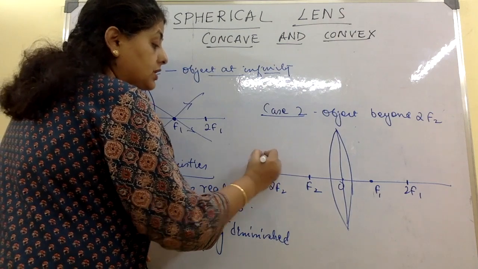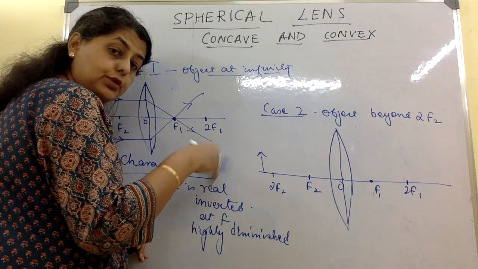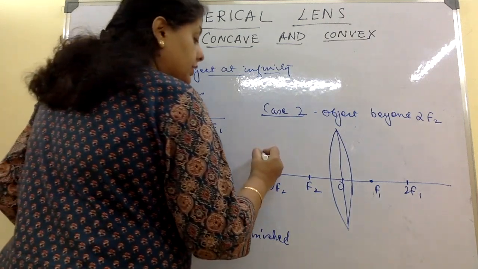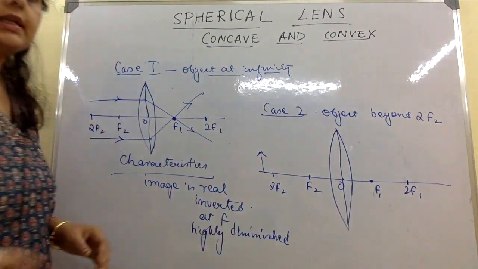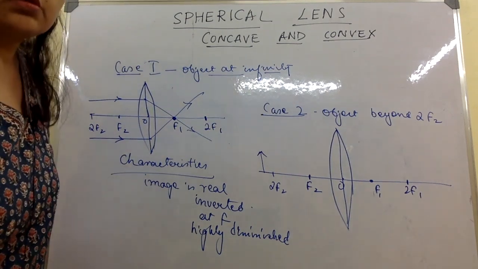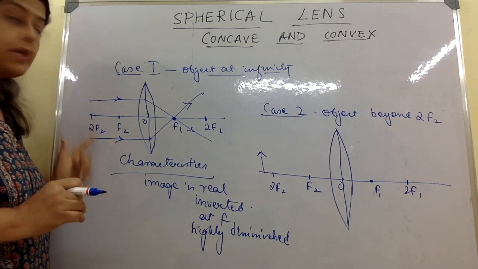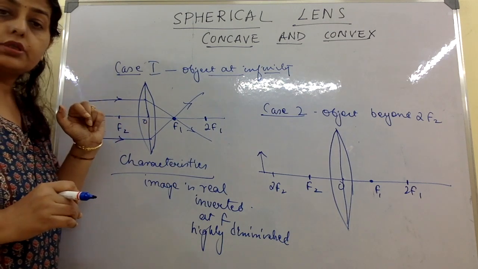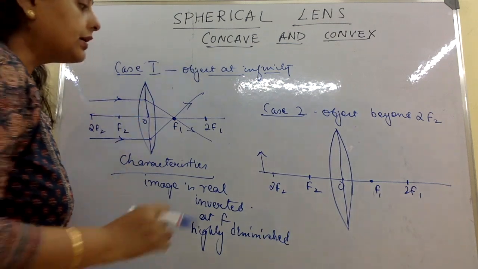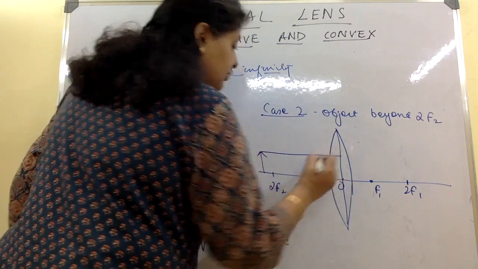Object is on the principal axis but beyond 2F2. You can see 2F2 is here, I am keeping it outside 2F2. Now one ray. Now you will see how I'll be following the rules. Even here I had followed the rules. These rays went parallel to the principal axis, they met at the focus. I was following rule 1. Here I am following one ray goes parallel to the principal axis.